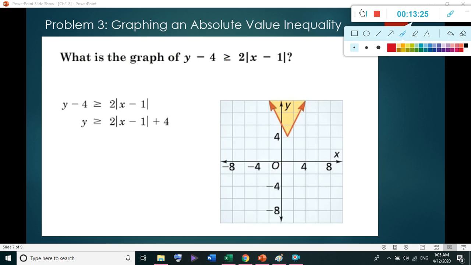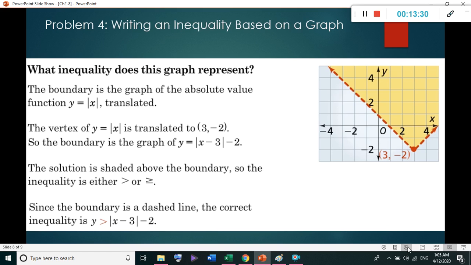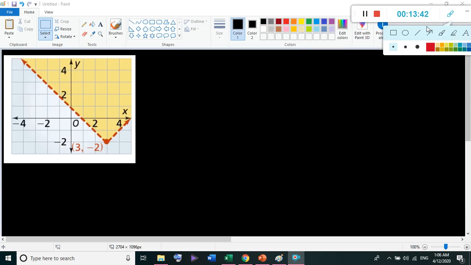Okay, now let's go for the last point we have for today, which is writing an inequality based on a graph. What inequality does this graph represent? Okay, so we have this graph, and based on this graph, we're going to make an inequality. Let's solve it together. From this graph, we have to find the inequality.